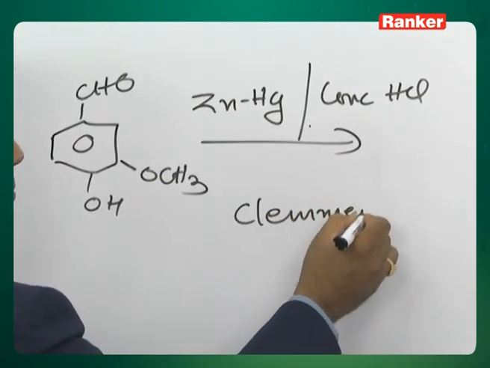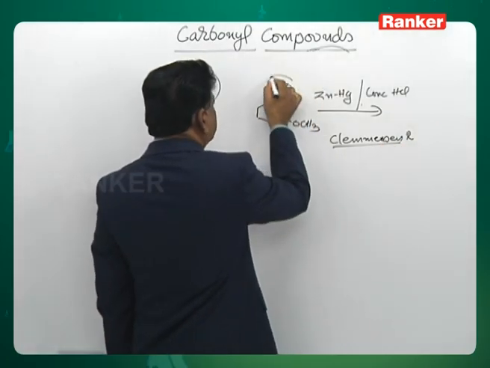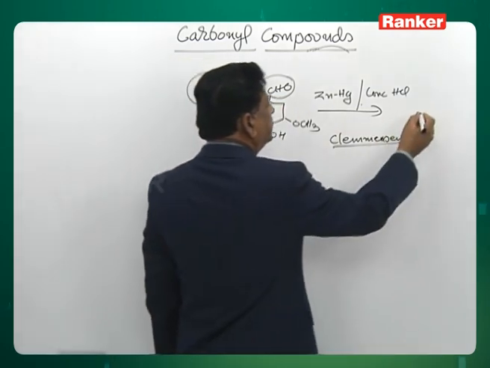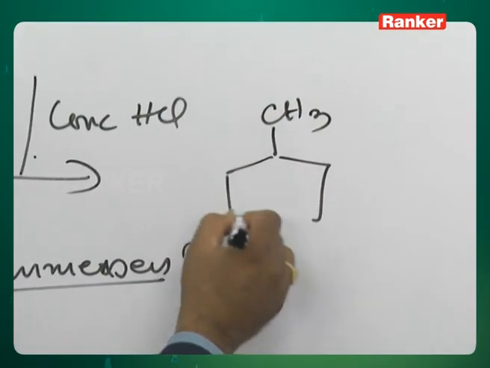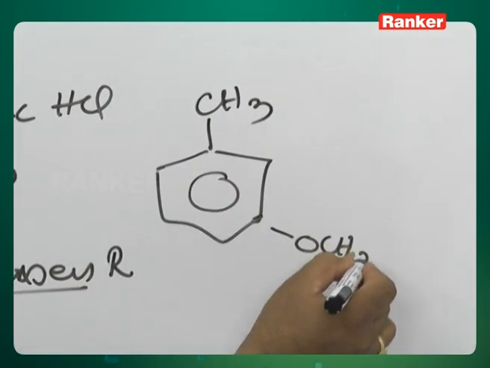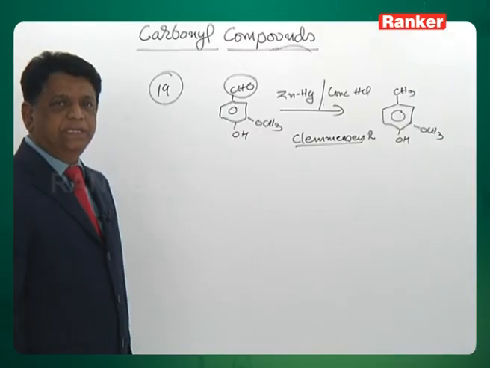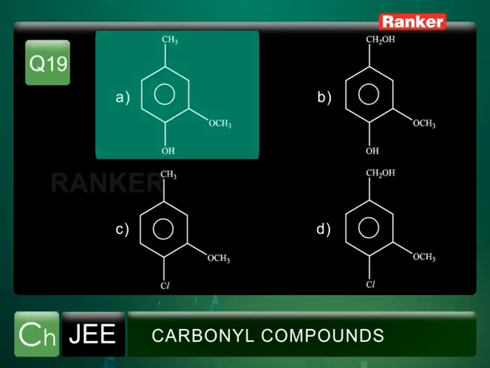Clemmensen reduction. This reduction exclusively converts the aldehyde group into the alkyl group, that is CHO. Total reduction takes place, CH3. The other groups like the ethers and alcohols will be as they are, protected. That is the speciality of this Clemmensen reduction. So search for this answer. Answer A is the right answer. The aldehyde is converted to methyl group, and the methoxy, that is the anisole type of group, and the phenolic groups are protected. So answer A is the right answer.